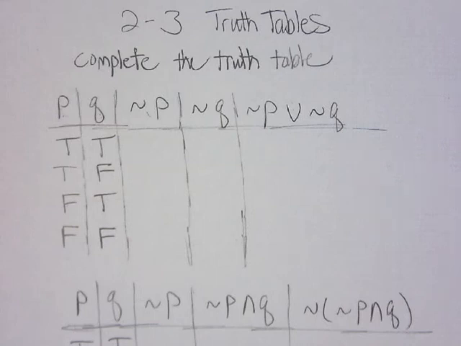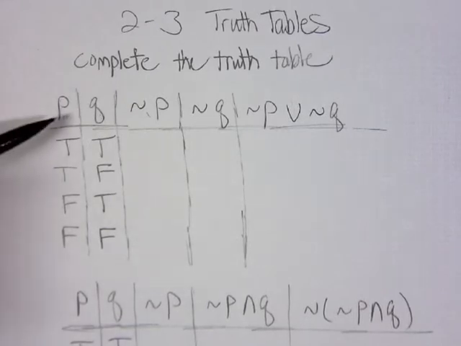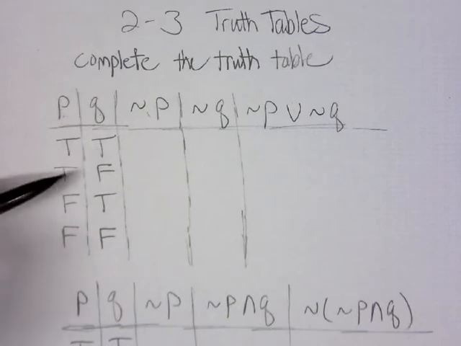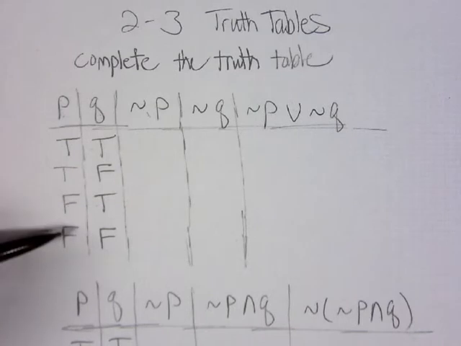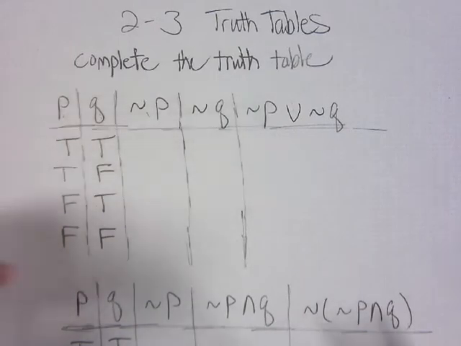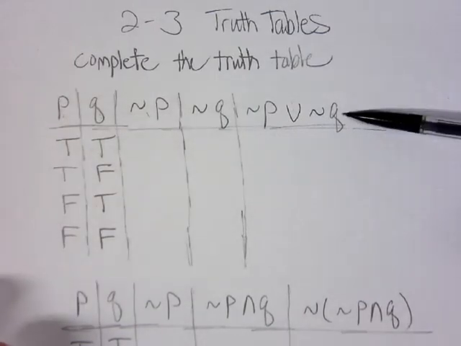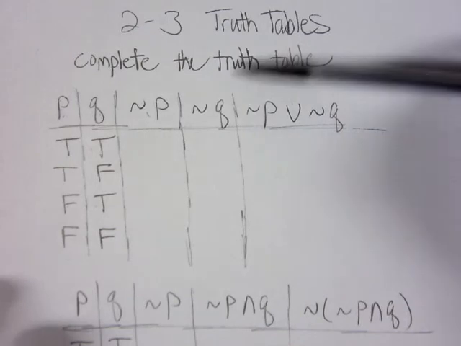Okay, in this section 2-3, we're going to be looking at completing truth tables. Now, the purpose of a truth table is it lists out all the possibilities for two statements. Either they could both be true, the first one could be true, the second one could be false, the second one could be false, the first one could be true, or they could both be false. And the idea is to take each one of those scenarios and see what a compound statement would be.